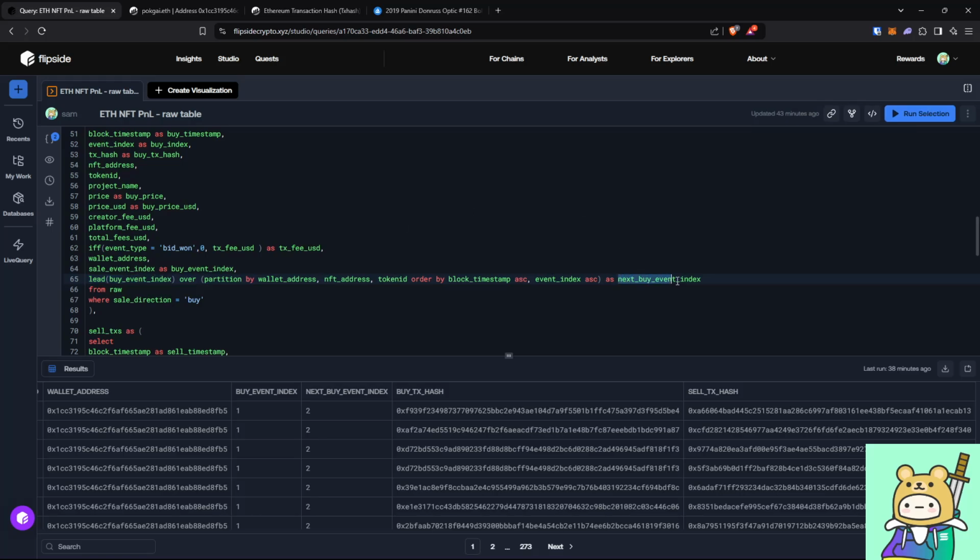And they're calling it as next buy index. And this will be relevant for later when we join the buy and sell and explain why in a bit. But yeah, this is just getting the next buy event index, if any.